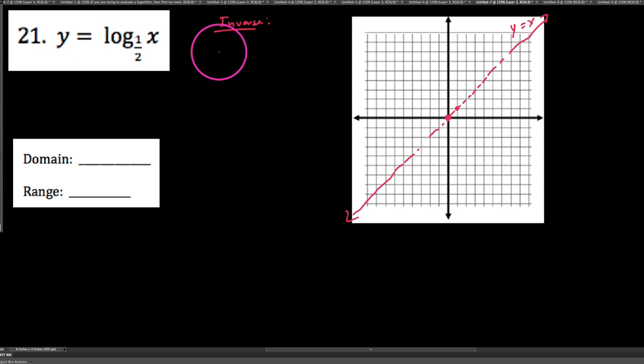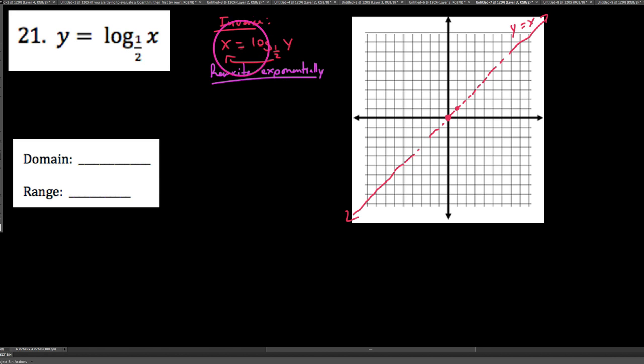So we would say that the inverse of the function that we have on the left here would be x equals log base 1/2 of y. By switching our domain and range around, what we want to do now is isolate y. To isolate y, we'll rewrite this logarithmic equation exponentially. What we get is this.